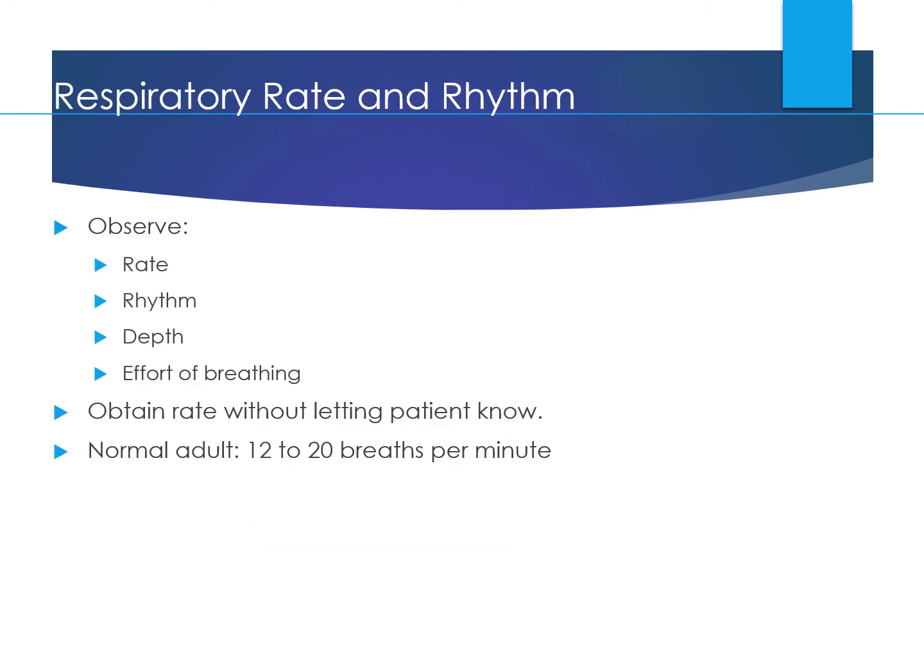Now, respiratory rate and rhythm. We need to observe for rate, rhythm, depth, and effort of breathing. So we need to obtain the rate without letting the patient know. We need to know that normal adult breathing is 12 to 20 breaths per minute.